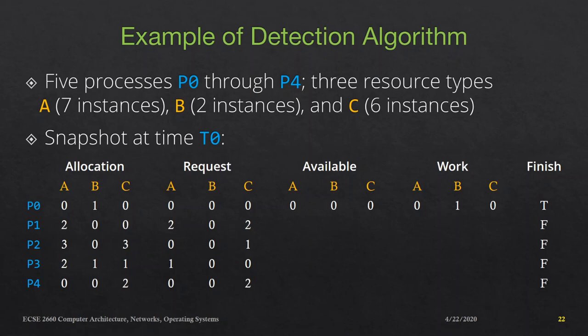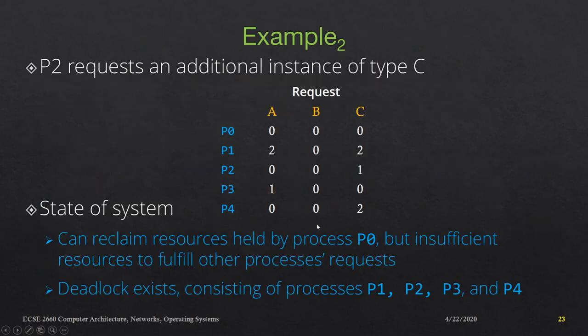So that's exactly what the example is suggesting, that if you have that particular change in the request matrix, the state of the system is going to be deadlocked. We were able to reclaim the resources held by P0 only, but this was insufficient to fulfill the other processes' requests. So that means that there is a deadlock consisting of the P1, P2, P3, and P4 processes. P0 was, however, able to finish. Okay, so I hope that example on the detection algorithm was comprehensive, and you were able to get a good idea about how to work through the problems in this case.